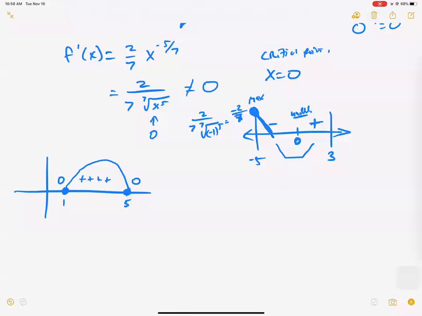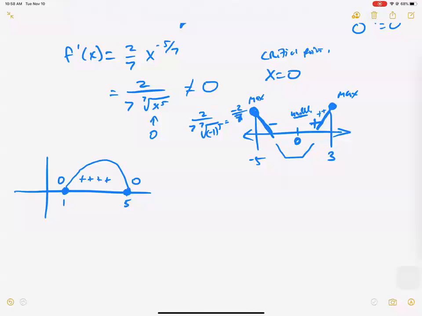Whether it's an absolute or local, we don't know. Well, for sure it's a local. We don't know if it's absolute. On the right side, the slope is climbing up to that right point. See, the slope is positive. So would the right endpoint be a max or min? A max. A max, I'll take that.